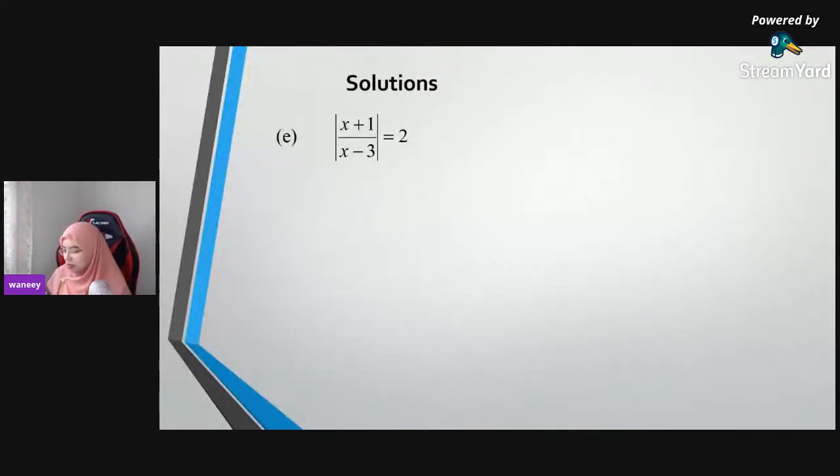Wah, dia dapat jawapan dah. Ramai dah tu. 1, 2, 3, 4, 5. 5 orang dah dapat. Ada lagi orang lain? Kenapa tak dapat sama lah? Tak apa, kita check lah. Tengok dapat apa.